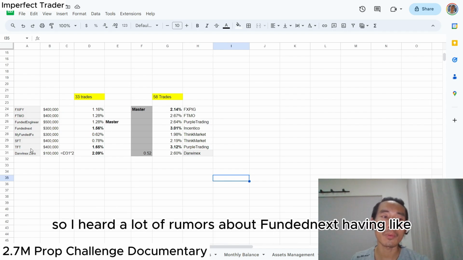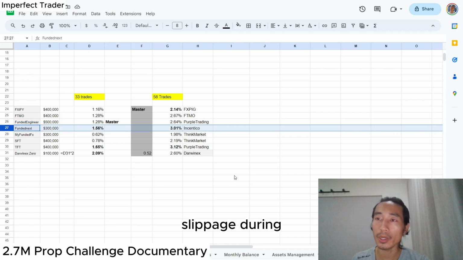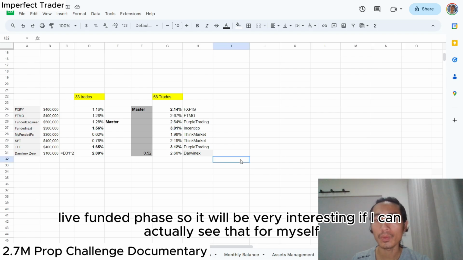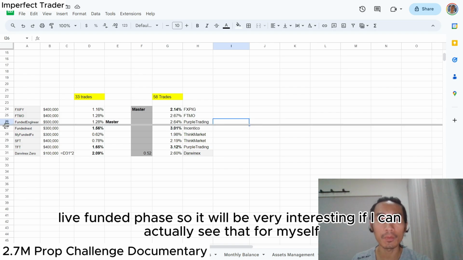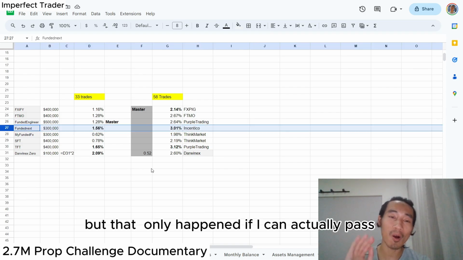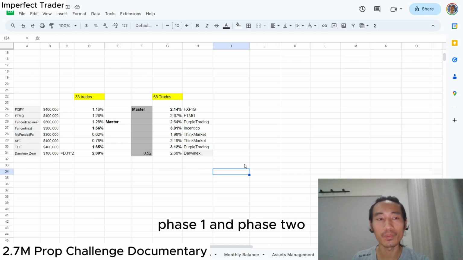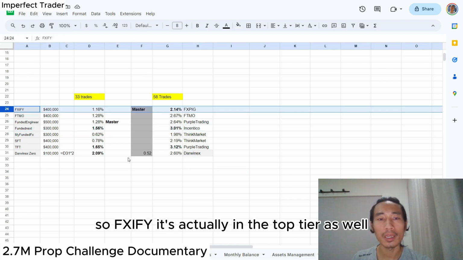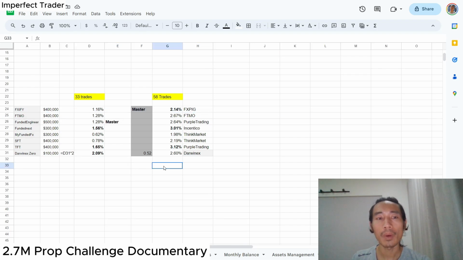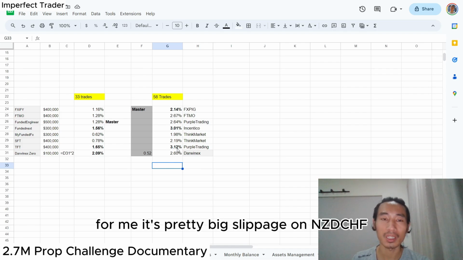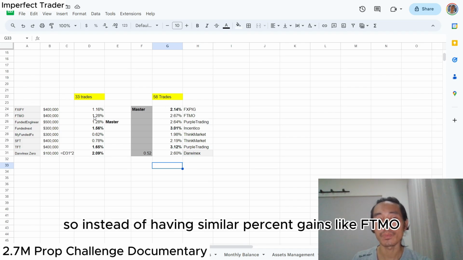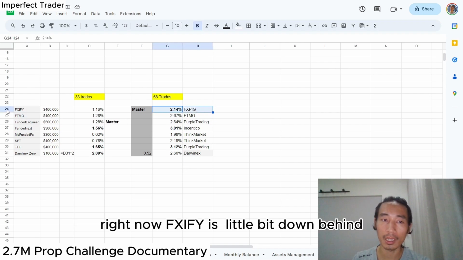I heard a lot of rumors about the next having slippage during the live phase. So it will be very interesting if I can actually see it for myself and show you as well. But that only happens if I can pass phase 1 and phase 2. FXify is actually in the top tier as well, but this week we got pretty big slippage on NZD CAF. So instead of having a similar percent gain to FTMO right now, FXify is a little bit behind.